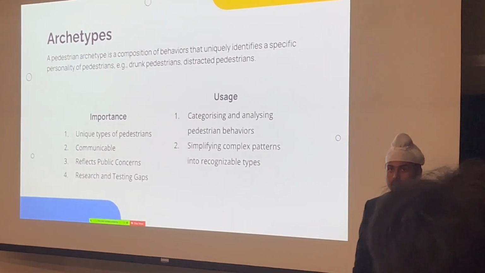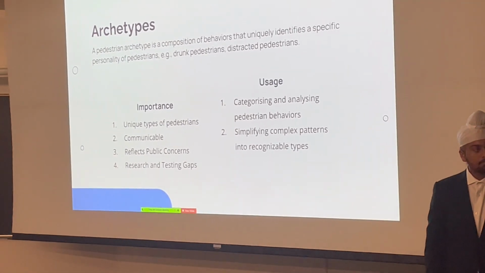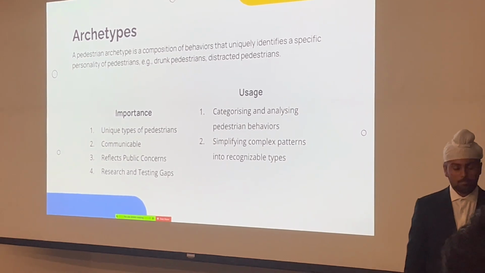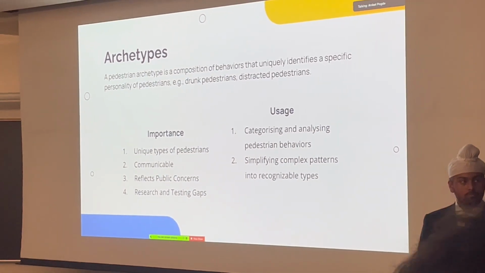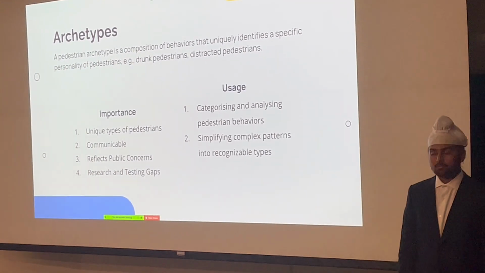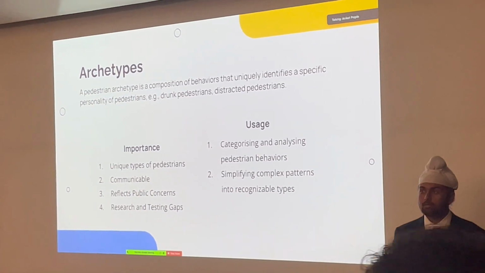Moving on, we have the archetypes. So what is an archetype? A pedestrian archetype is a composition of behaviors that uniquely identifies a specific personality of pedestrians, like drunk pedestrians, distracted pedestrians. In general, archetypes are used to categorize and analyze pedestrian behaviors, significantly simplifying complex patterns into recognizable types.